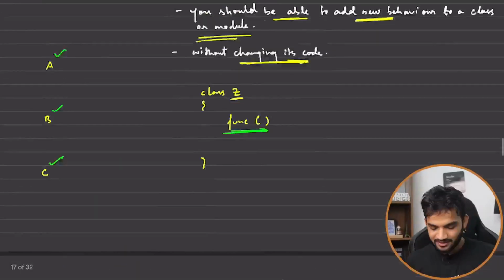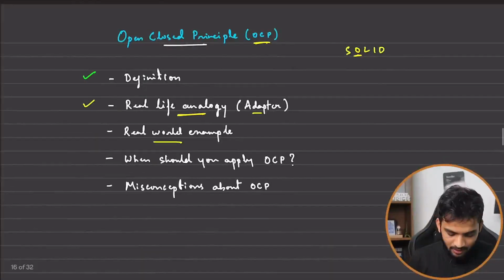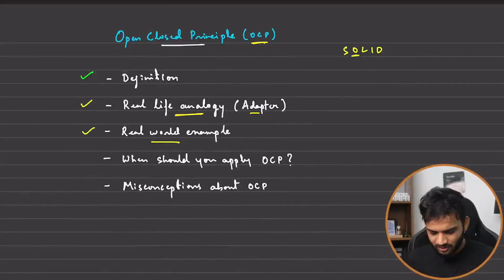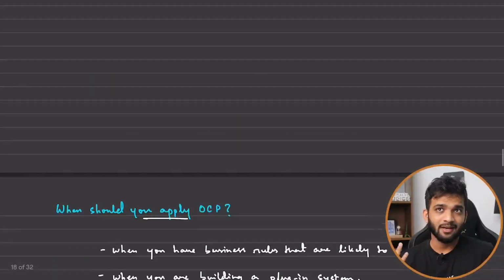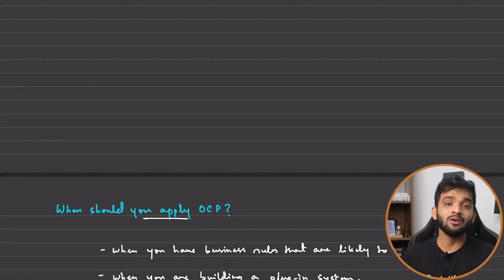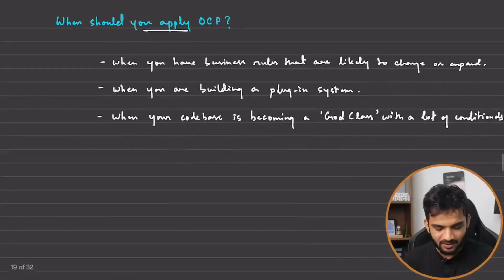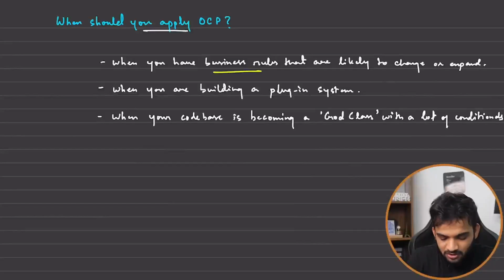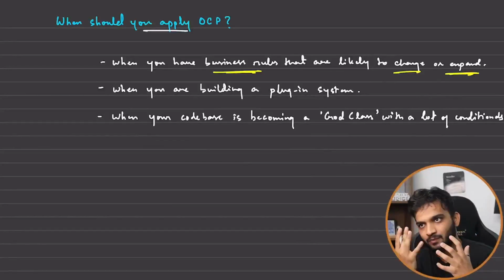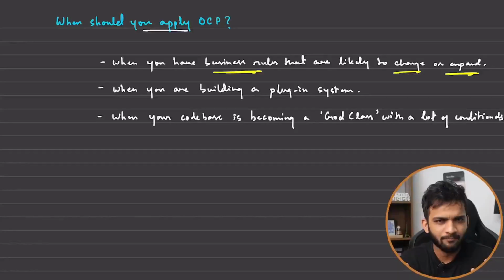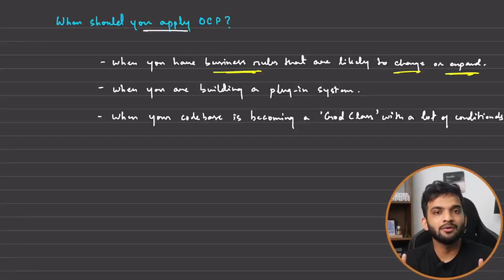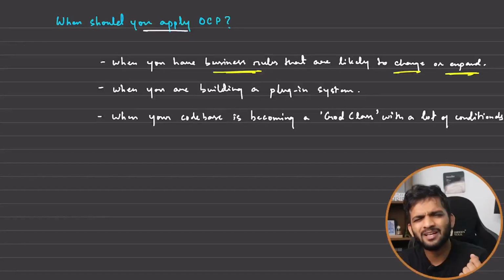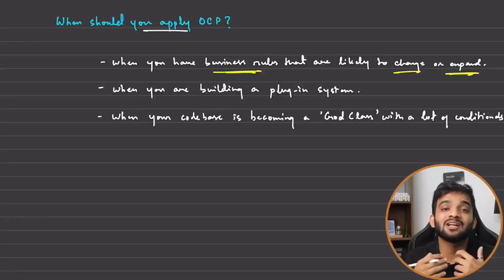Perfect. So since this is clear, we now know a real world example. Next question, hey, when should we apply OCP? Always or not? Again, it is something where you have to take a call depending on the use case, but I can give you some hints. First of all, whenever your business rules are likely to change or expand. For example, with TUF Plus, as of now, we are using a payment gateway, let's say PayPal. Tomorrow, we decide that we have to offboard from PayPal. Now, I don't want to change all the code. I just want to change a very limited number of lines of code and have it start working.